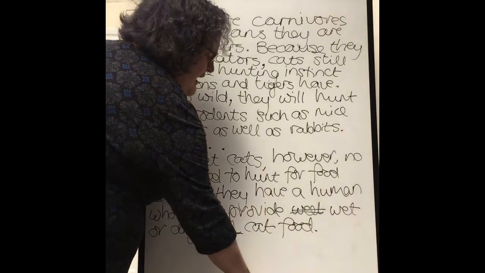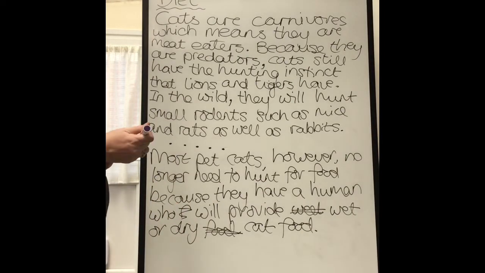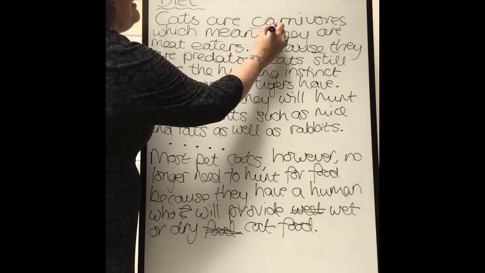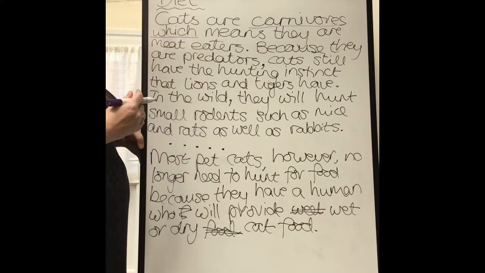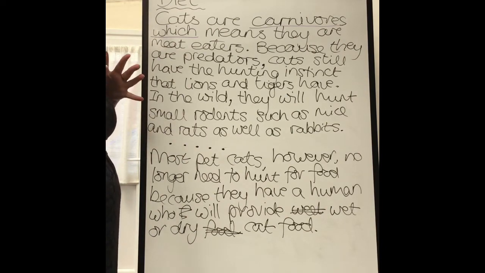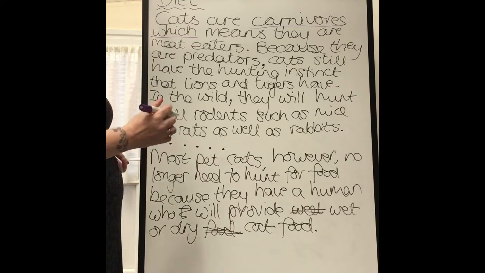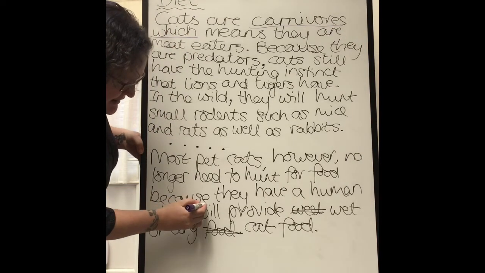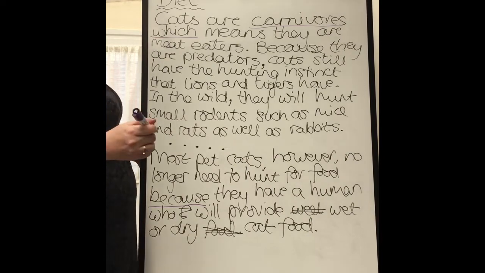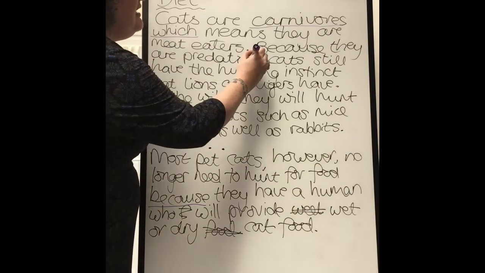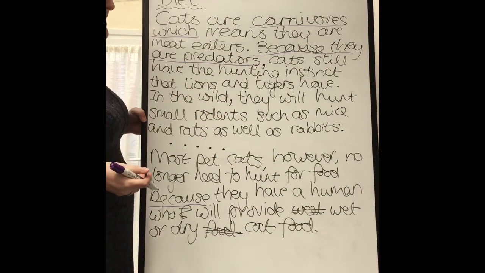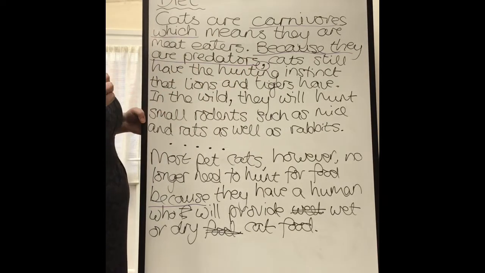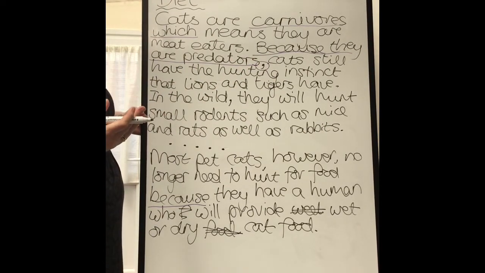So, in my diet paragraph, I have technical language. I have carnivores. We like a nice technical word. I also have conjunctions because I'm not just writing short, simple sentences, I'm expanding on them. So I've got a conjunction there, and I've got a conjunction there. I also have a conjunction at the start of a sentence because they are predators. It's a really nice way of mixing up your sentence styles. Don't forget your comma. Because they are predators, cats still have the hunting instinct that lions and tigers have.